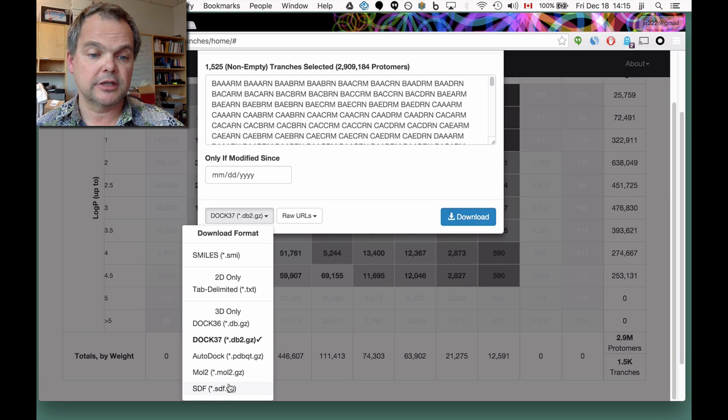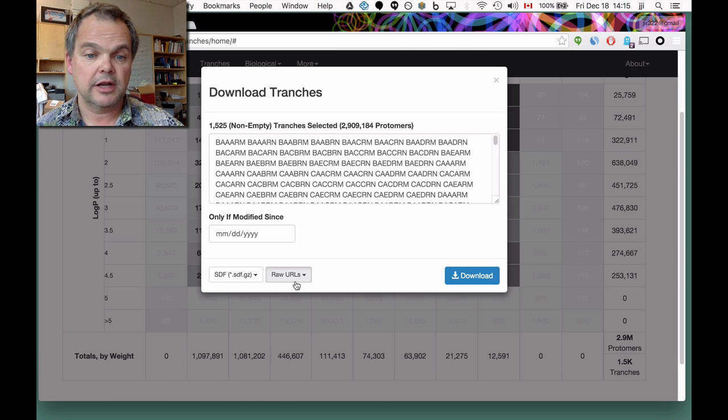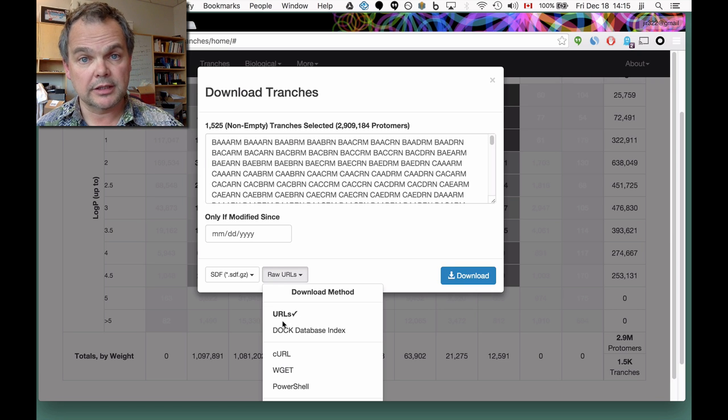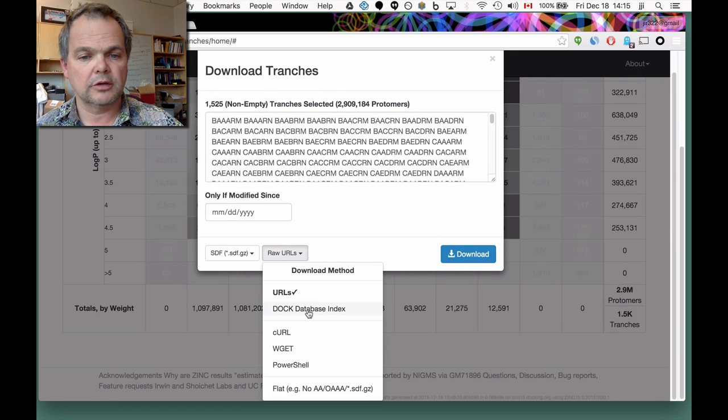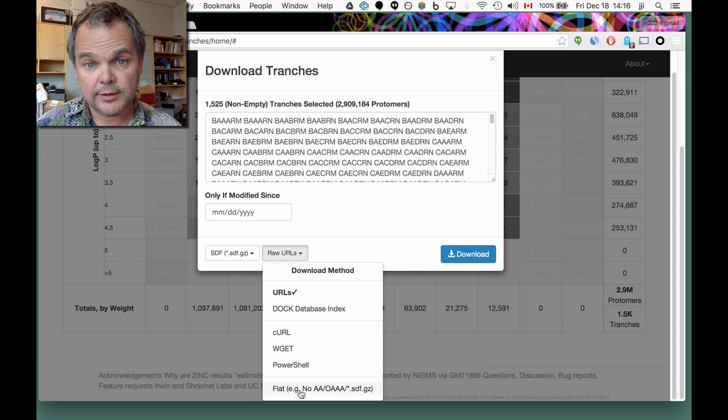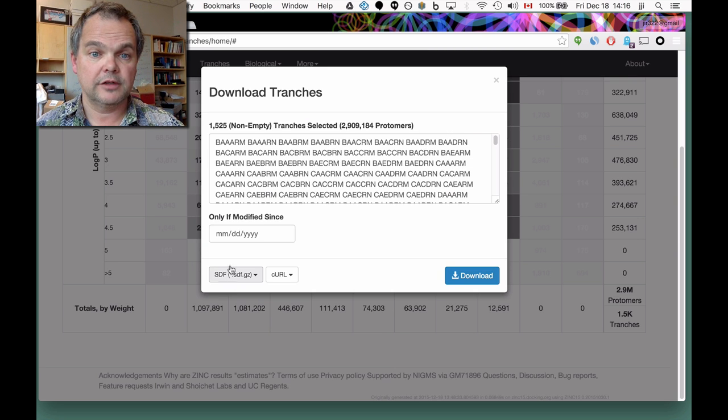But let's say you wanted to download them in SDF. So you'd select there, SDF. And now, do you want to download just the URLs to get these molecules? Or do you want to download the molecules themselves using curl, wget, or PowerShell? Or do you want to download them in a flat directory structure or in a hierarchical directory structure organized by tranche? So I'm going to select getting them by curl, SDF, these tranches, and I want all of them. You could say, only give me tranches that have been updated since November 1st, let's say. Because that was the last time you downloaded it, you don't want duplicate copies.